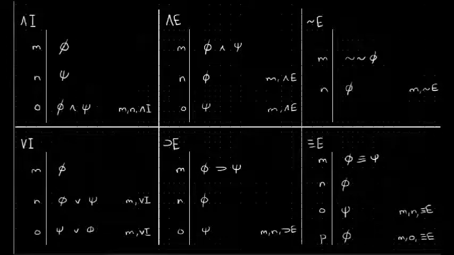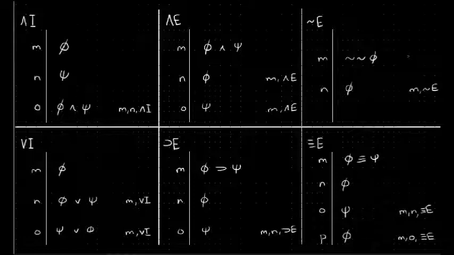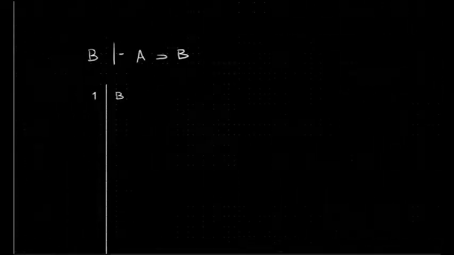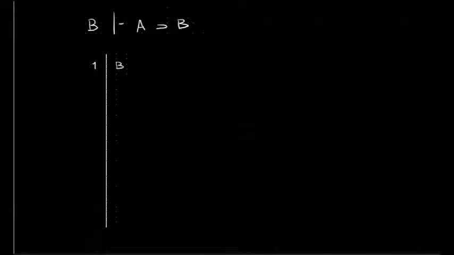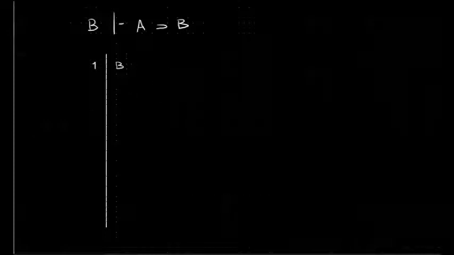Now, with the conditional introduction rule, what we're actually going to do is move to a different scope bar, and the justification for a conditional formula being introduced is going to come from a subproof. So let's take this sequent, B, therefore A then B. We'll be using the conditional introduction rule in order to get A then B, but the way that we'll do that is by introducing a second scope bar to the right hand side of the first.